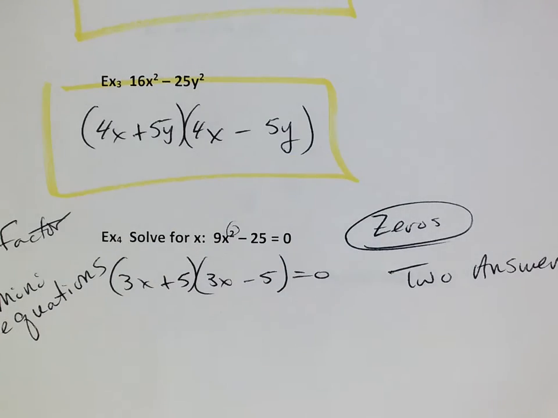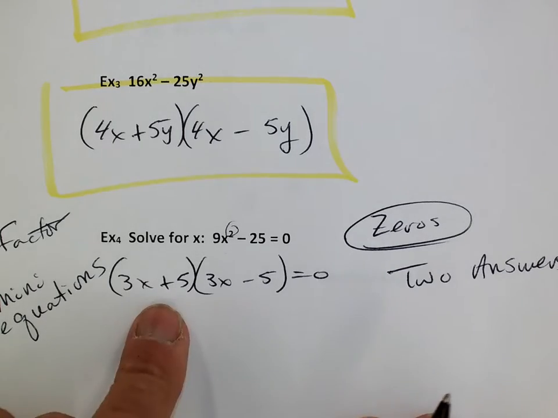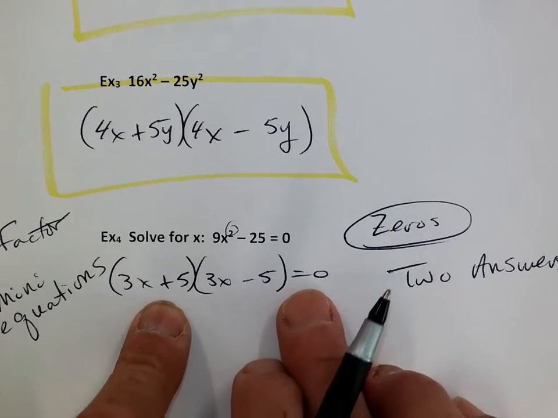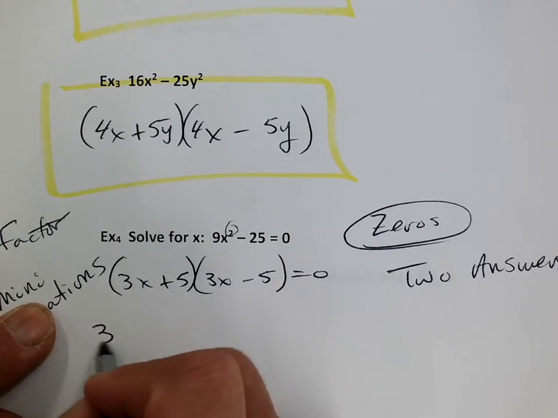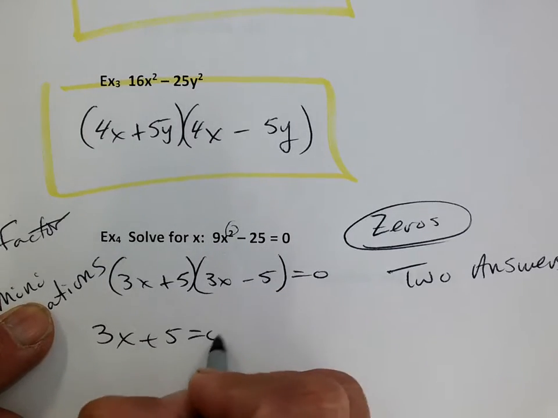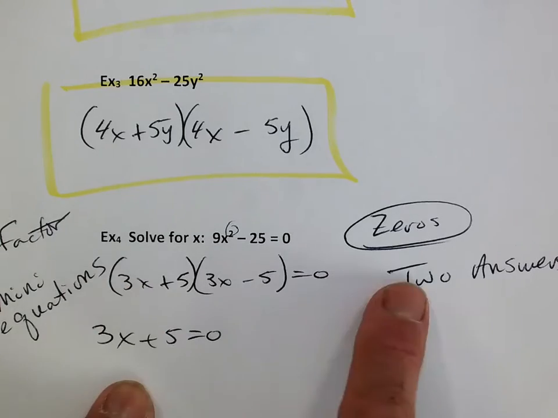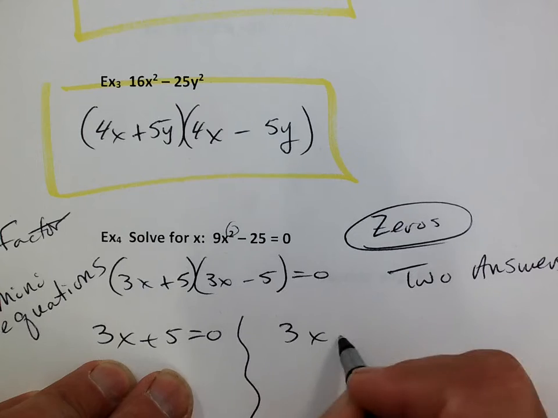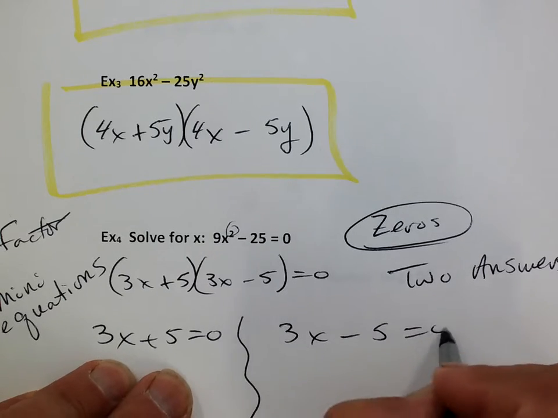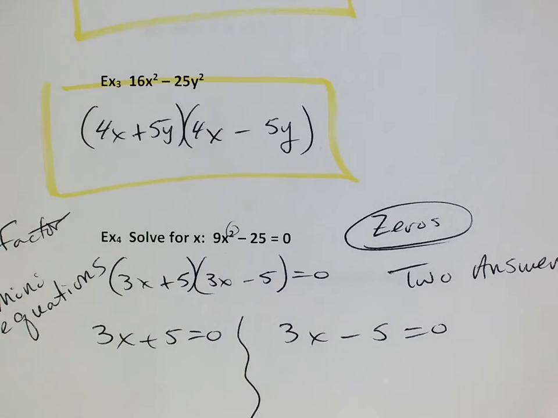So I have my mini equations, and I'll take each of them and put them equal to 0. So I'll take 3x plus 5 and set it equal to 0. And I'll take 3x minus 5 and set it equal to 0. And now I'm going to solve.